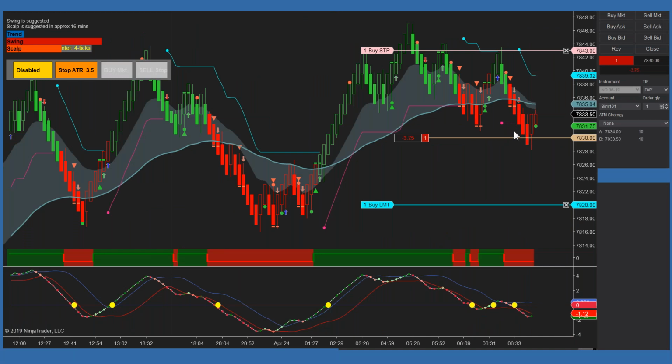This is now a reaction to the breakout. You should anticipate reactions to swing breakouts, to trend line breakouts, any breakout really.